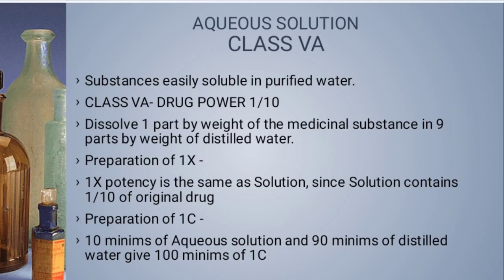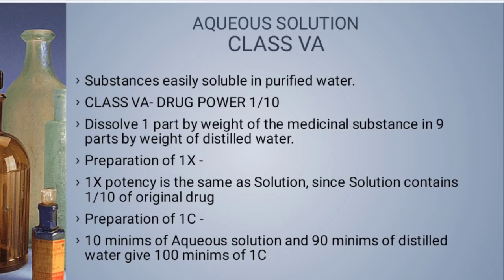And for the centesimal scale also, after 1x, how will we prepare? 1 part of the first potency, 99 parts of alcohol, 10 downward successions, then we will get the second centesimal potency. In class 5A, what are the drugs? Some acids are there, some inorganic compounds, and importantly, vegetable sources are there.